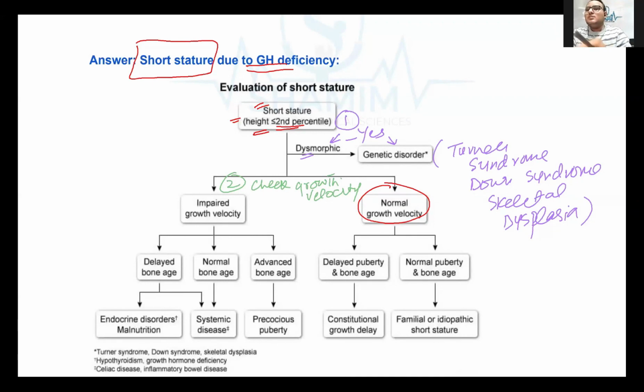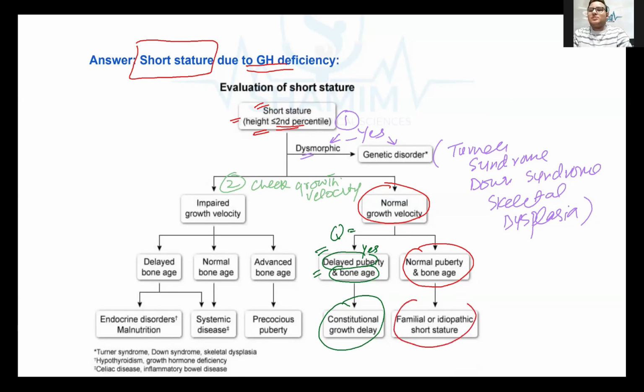Is there any decreased bone age or not? Very important. Here the question will be, is there delayed puberty and decreased bone age? If yes, with delayed puberty and decreased bone age, our answer will be constitutional growth delay. But if there is normal puberty, normal bone age, and normal growth velocity, what will be our answer? This is familial short stature.